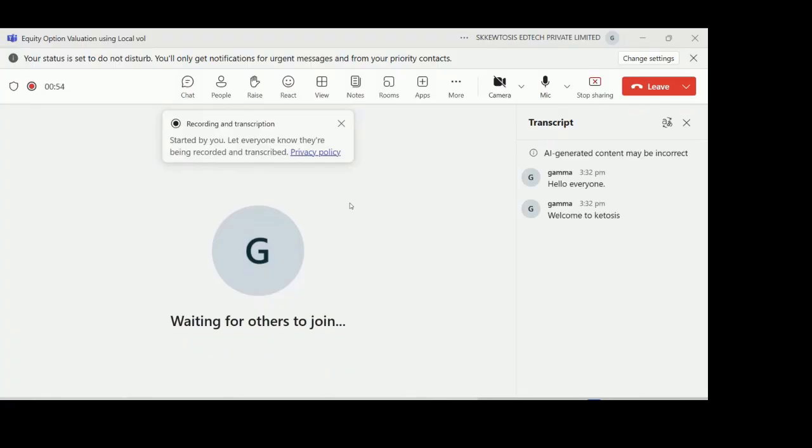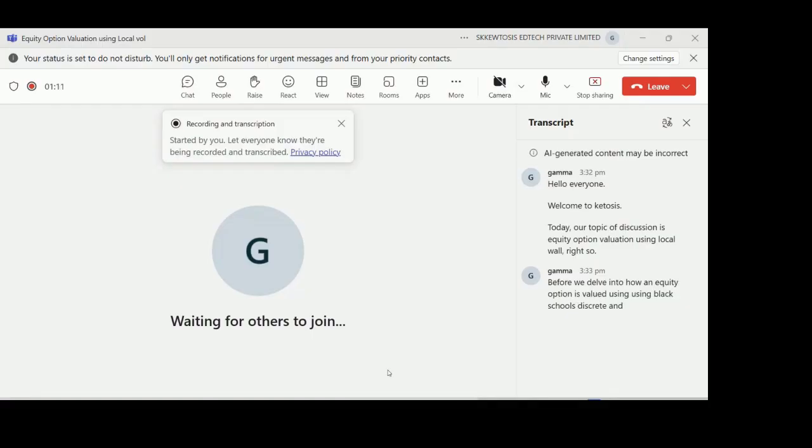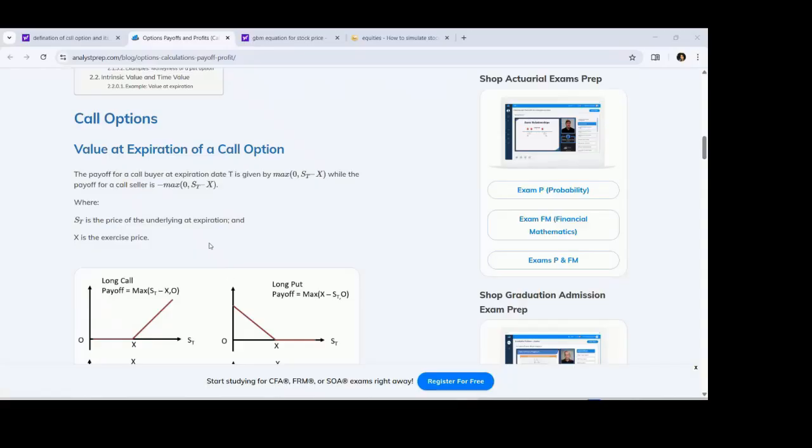Today, our topic of discussion is equity option valuation using local vol. So, before we delve into how an equity option is valued using Black-Scholes discrete and Black-Scholes continuous, first I'll quickly give you a glimpse of what exactly a call option is.